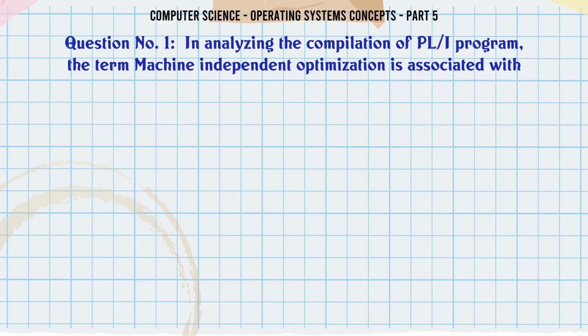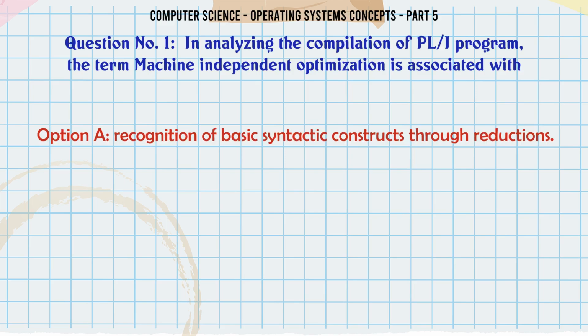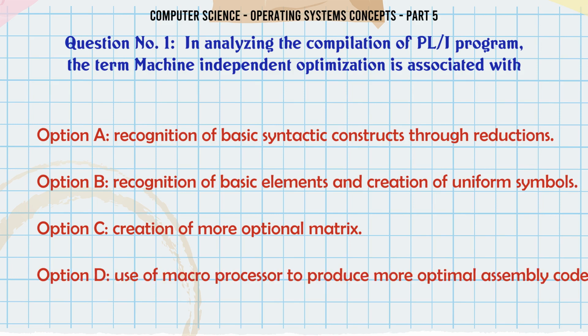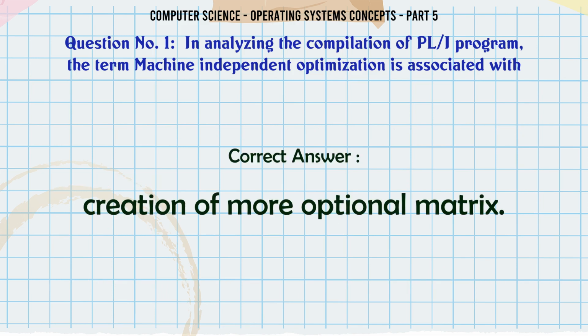In analyzing the compilation of a PL/I program, the term machine-independent optimization is associated with: A. Recognition of basic syntactic constructs through reductions. B. Recognition of basic elements and creation of uniform symbols. C. Creation of more optimal matrix. D. Use of a macroprocessor to produce more optimal assembly code. The correct answer is creation of more optimal matrix.